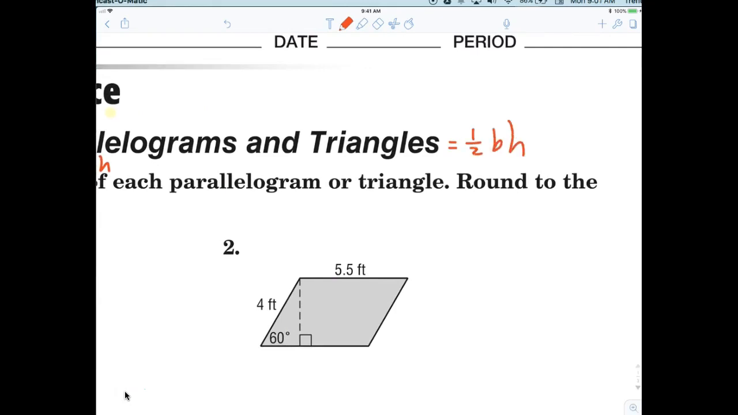Very simple. Now, it seems real easy, but sometimes you're going to have to use some trig. Sometimes some piece will be missing. So you'll have to use different techniques to find the missing side.